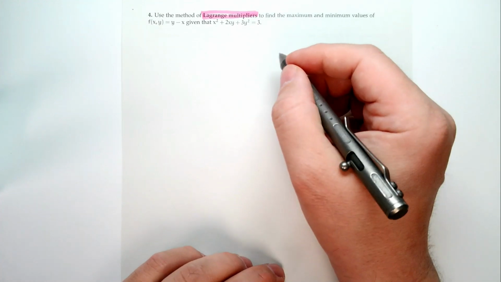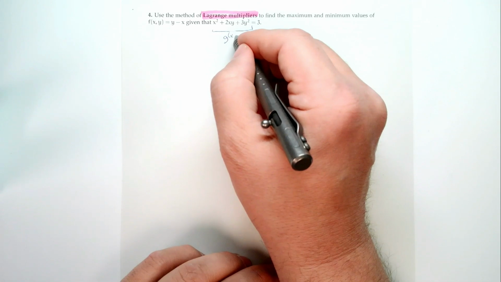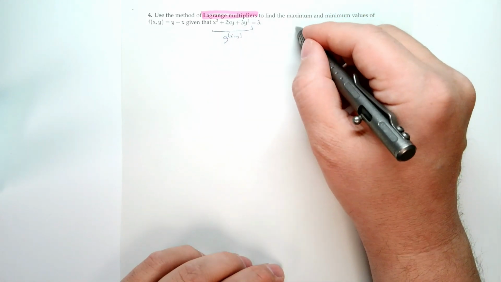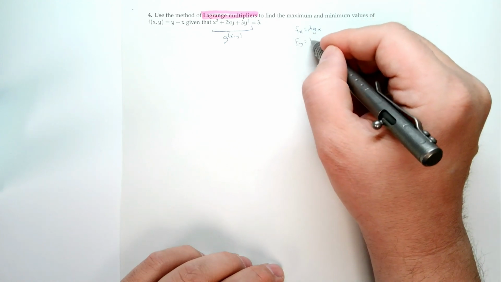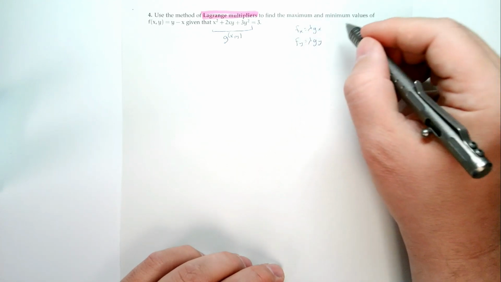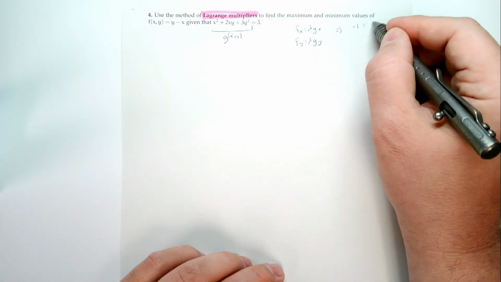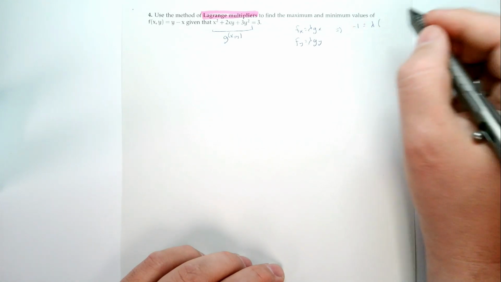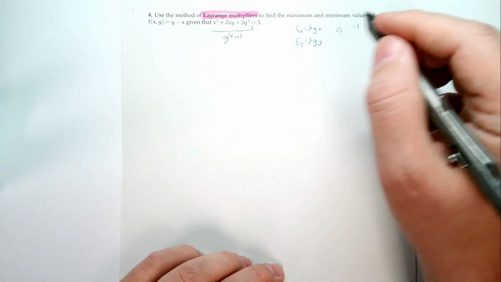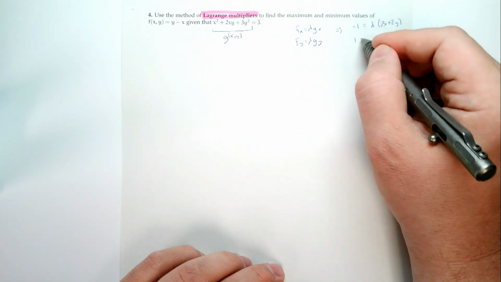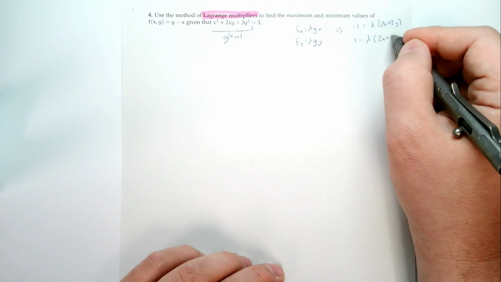So how does Lagrange multipliers work? Well, we're going to think of this as our constraint function, g of xy, and we need to have f sub x equals lambda g sub x, and f sub y equals lambda g sub y. So f sub x is negative 1. That's going to equal lambda times g sub x, which is 2x plus 2y. F sub y is positive 1. That's going to equal lambda g sub y, which is 2x plus 6y.